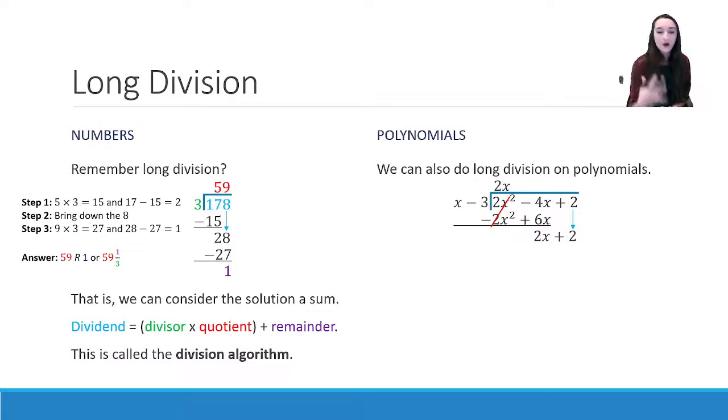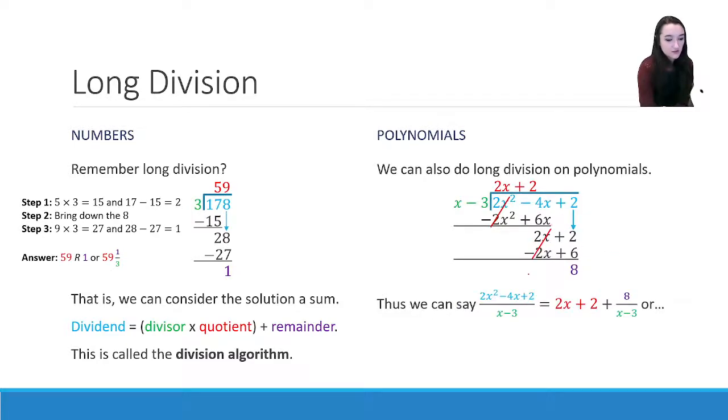So look, how do I get from x to 2x? Because 2x is now my highest powered term. So from x to 2x, x times 2 equals 2x. So I get a 2 in my quotient, and I subtract off 2 times x minus 3, or in other words, 2x minus 6. So when I do this, I'll get negative 2x plus 6, which cancels out 2x minus 2x, but now 2 plus 6 is 8.